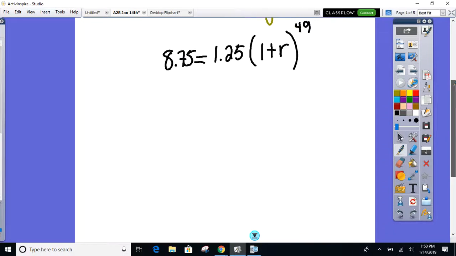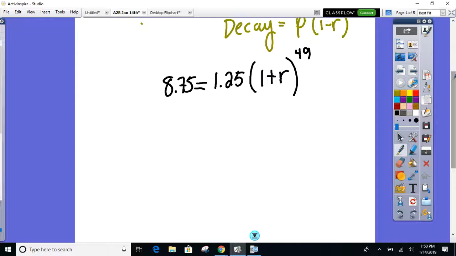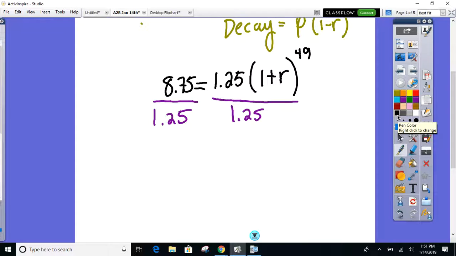Thoughts on what to do here first? Jason, come on. Yeah, get the $1.25 out of there. Get the 1.25 going. Oh, that's a nice whole number if you find it right now. What do you got? 7. So 1 plus R to the 49. Okay, here's where you got to put your big boy, big girl algebra 2 pants on.